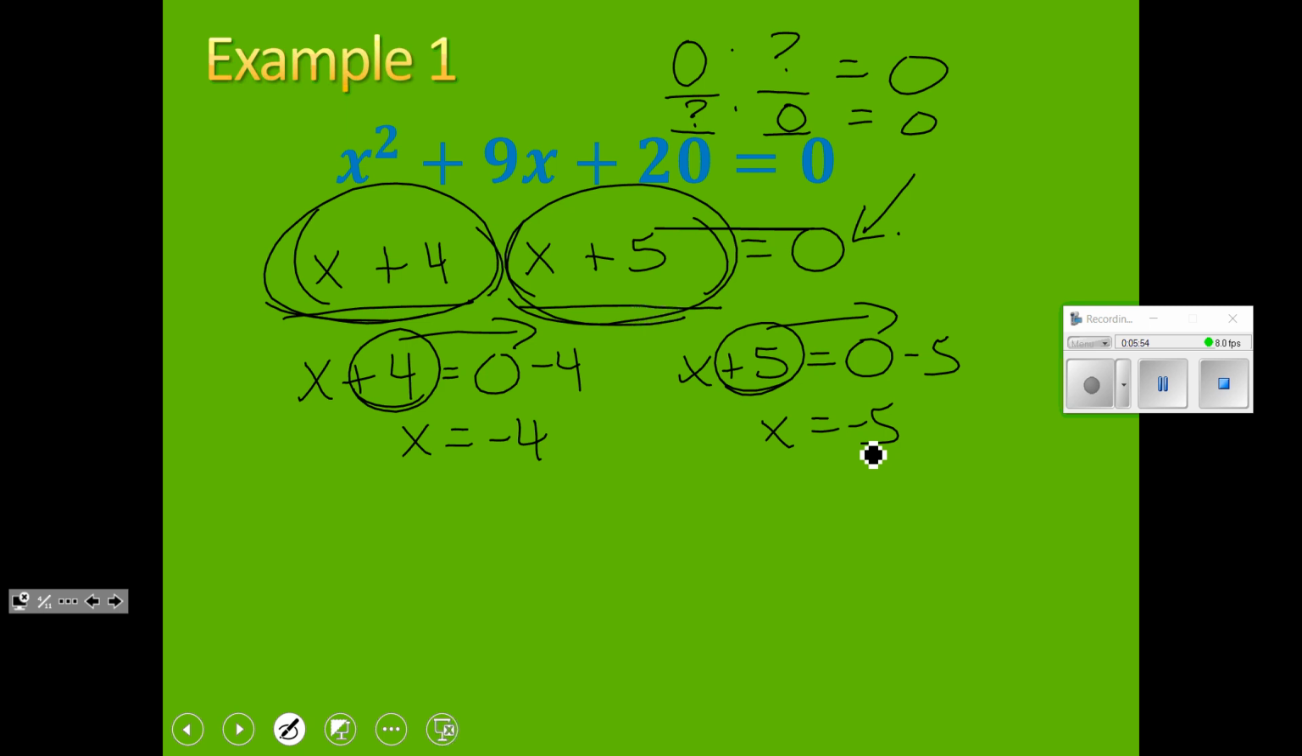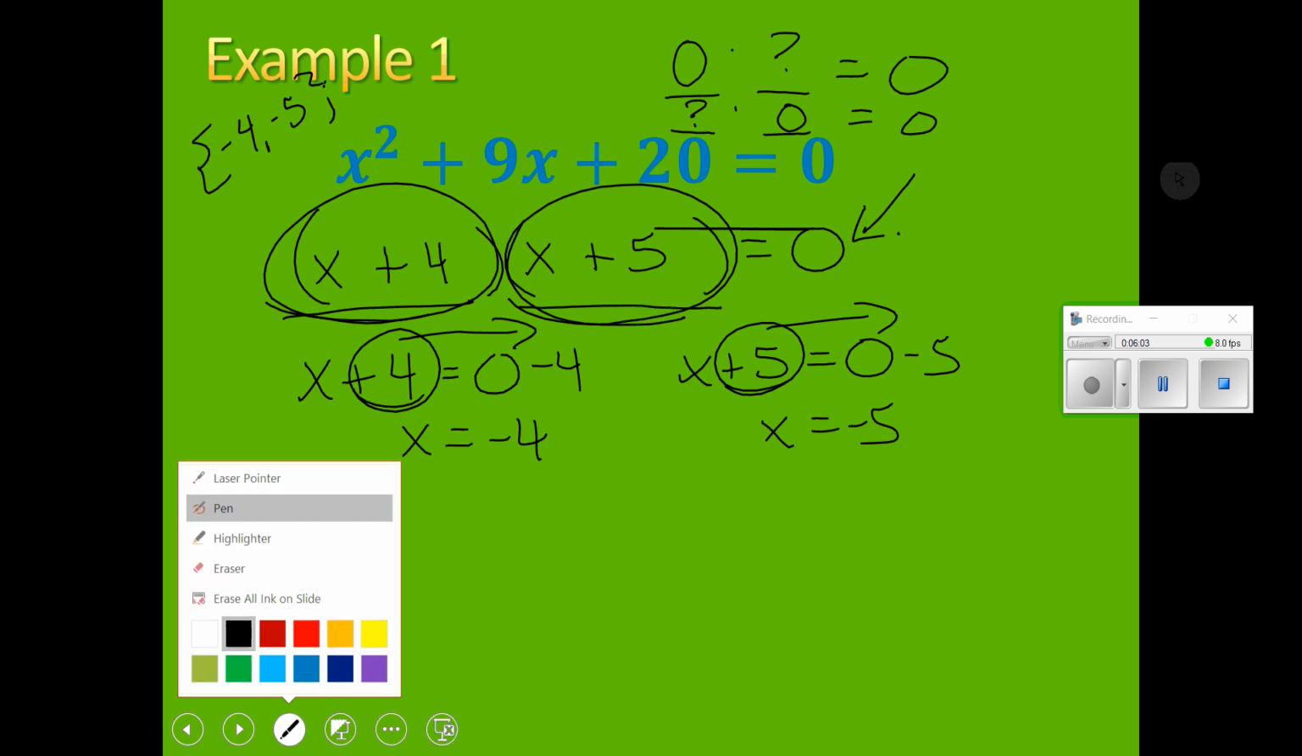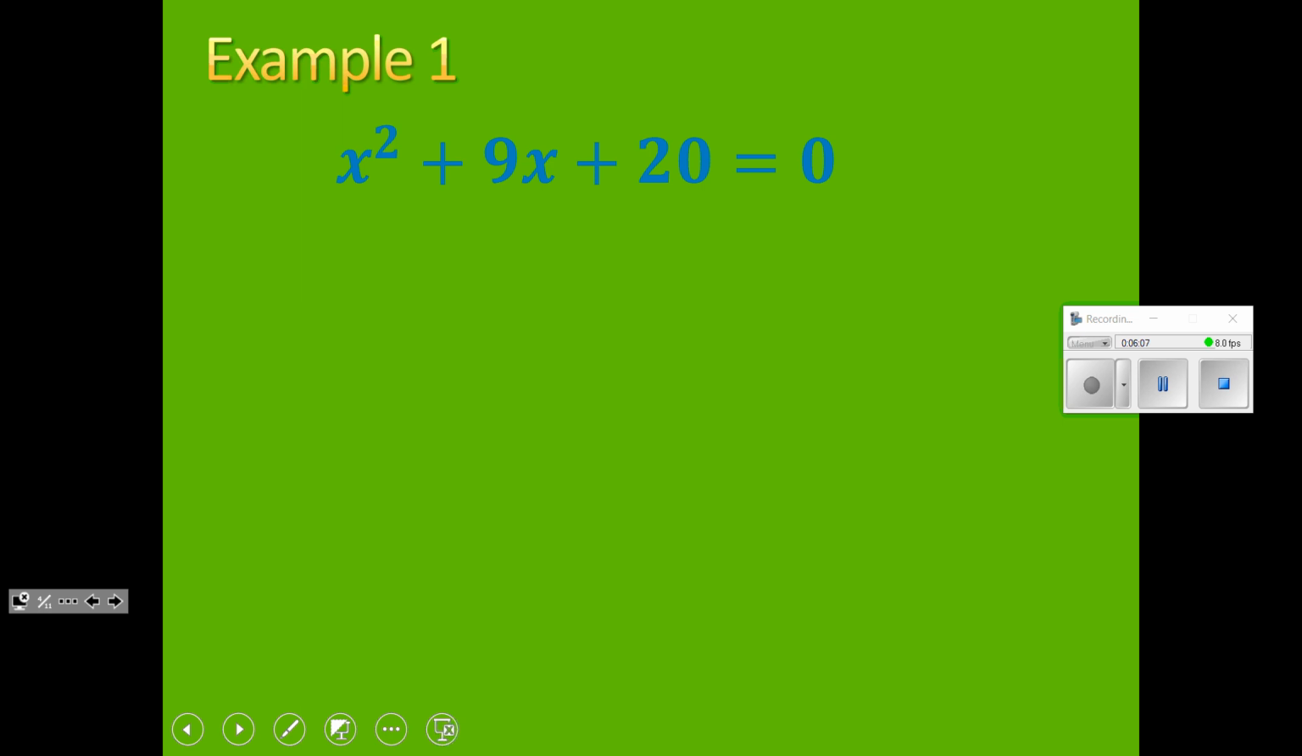So the answer is going to be -4 and -5. Okay? So that's how you solve this by factoring. Now I want to look at it by using the formula. And so what you may want to do on your notes is make a column, like one column, this is how we do it by factoring, and then the other column, this is how we do it with the formula. Okay? So first things first, let's write our formula.